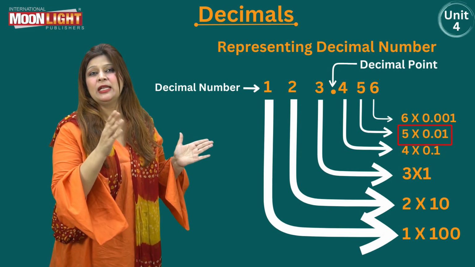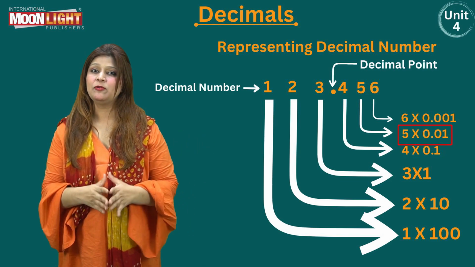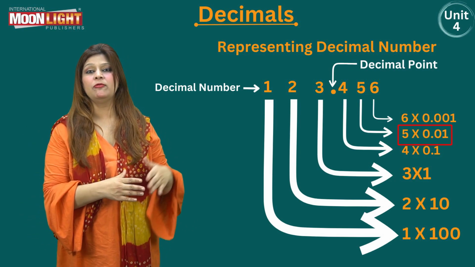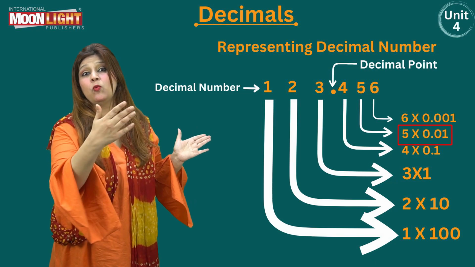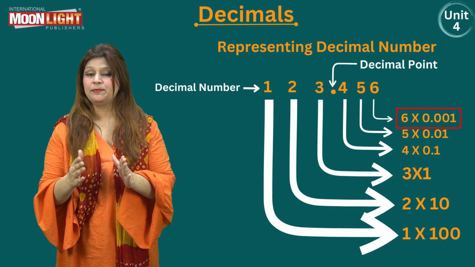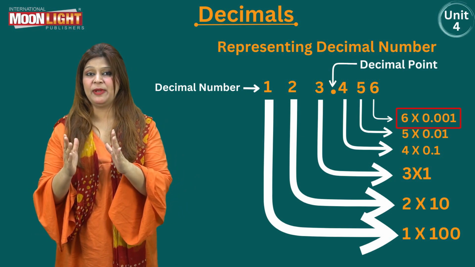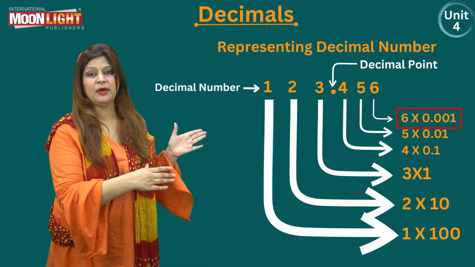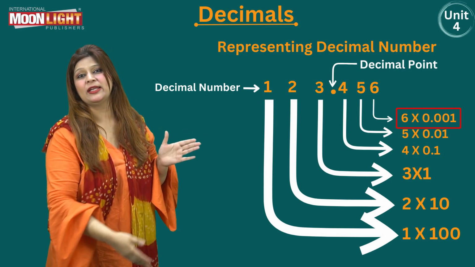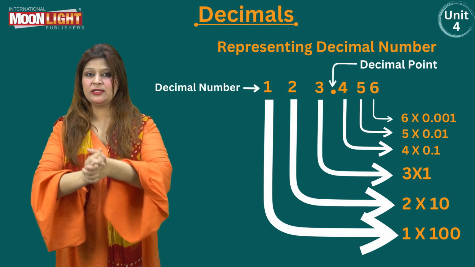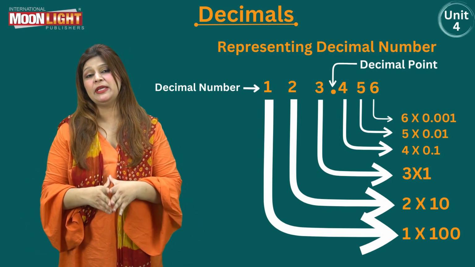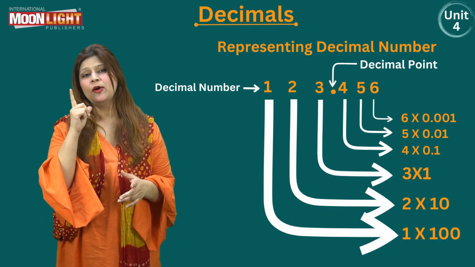Now the number 4 is at which place? Tenths place. So I'm going to write 4 multiplied by 0.1. Now the number 5 is at which place? Hundredths place. So I'm going to write 5 multiplied by 0.01. And the number 6 is at the thousandths place. So I'm going to write 6 multiplied by 0.001. This decimal point is really important because it tells me the position of the number 1.